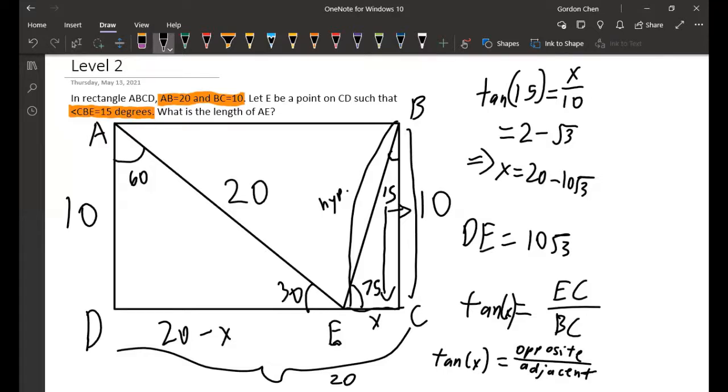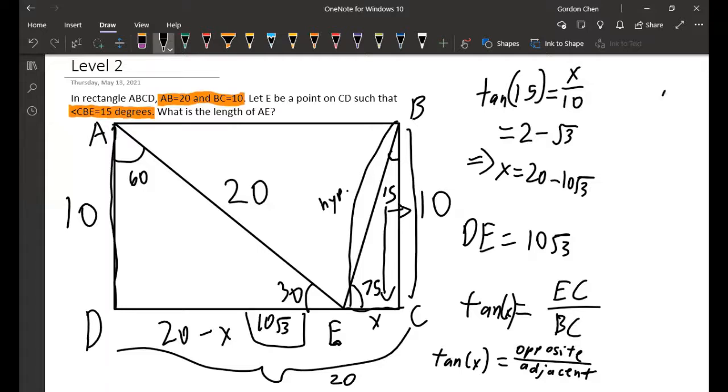And so we have that this total side length is 20, and so this is 20 minus x. So 20 minus 20, and then minus 10 root 3, which is just positive 10 root 3. So DE equals 10 root 3. And so we have this is 10 root 3, and we have this is 10.